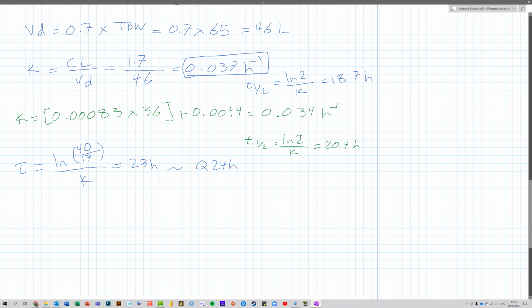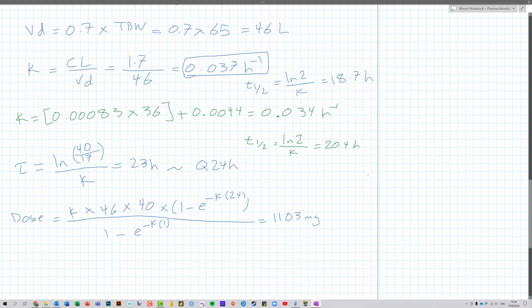Next, we're going to calculate the dose based on this. So the dose would be essentially your K times volume of distribution, which is 46, times the goal peak, which is 40, times 1 minus e to the negative K times the tau, which is 24 hours in this case. And then in the denominator, we have 1 minus e to the negative K times the time of infusion, which we'll just assume is 1 for now. And this will give you a dose of about 1103 milligrams.